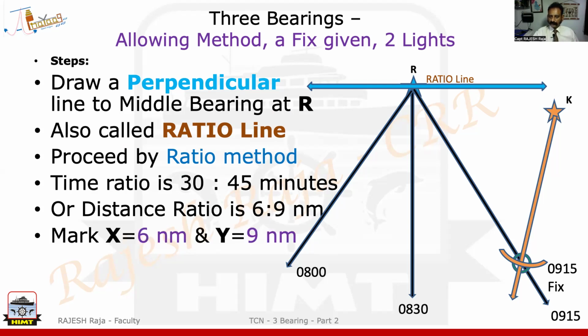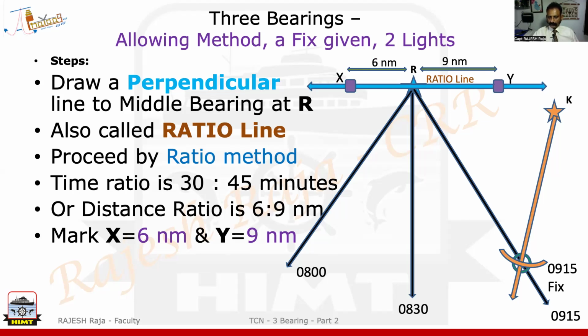How do I use it? Let us say you are at Romeo, you will see on the left hand side is your first half an hour ratio, and on the right hand side is your second ratio. So I'm going to draw the first ratio, 6 nautical miles, on the left hand side and the 9 nautical miles ratio on the right hand side. And I'm going to mark two markers called X and Y.